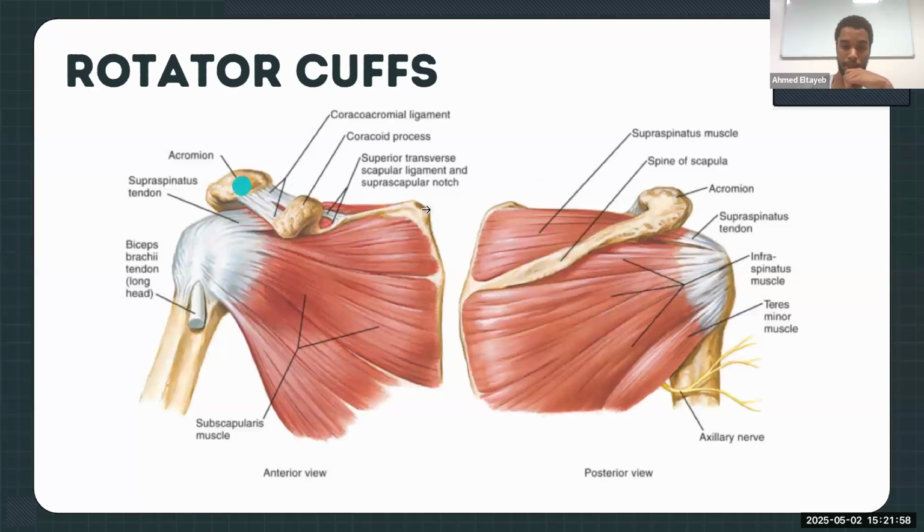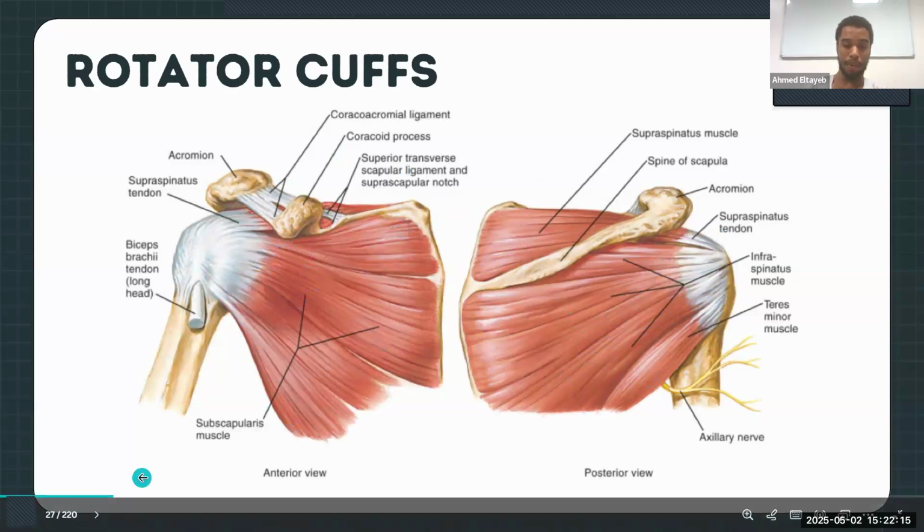Again, this is just rotator cuff muscles. So above the spine of the scapula, we have supraspinatus. Below the spine of the scapula, we have the infraspinatus. And below the infraspinatus, we have the teres minor. And if we look anteriorly, this muscle covering the whole scapula is the subscapularis.